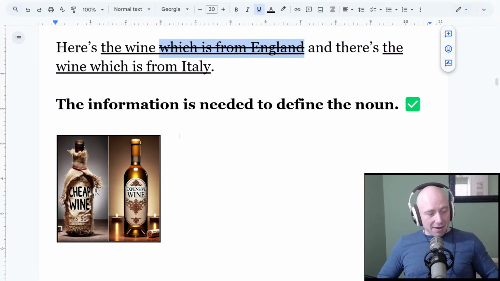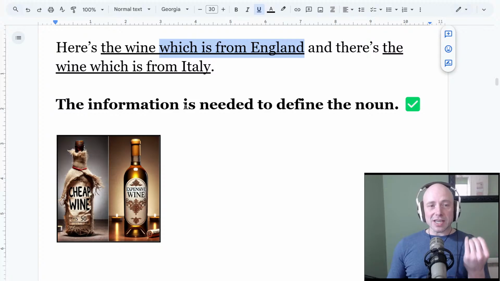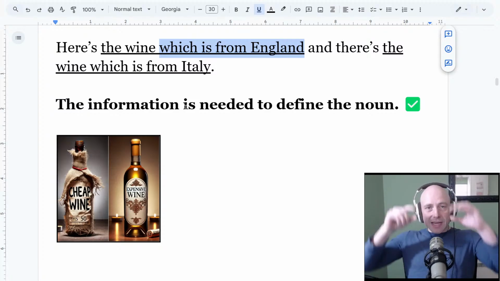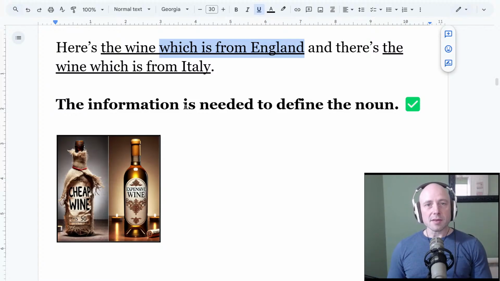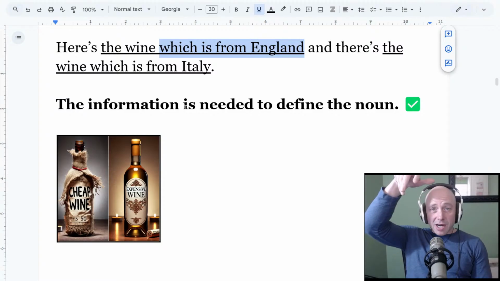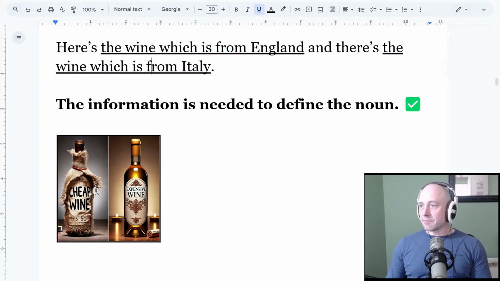So the whole noun phrase is the wine which is from England and the wine which is from Italy. So your noun phrase includes the relative clause. That's called a defining relative clause. So when the relative clause is part of the noun phrase, then it is a defining relative clause. Notice, no comma.